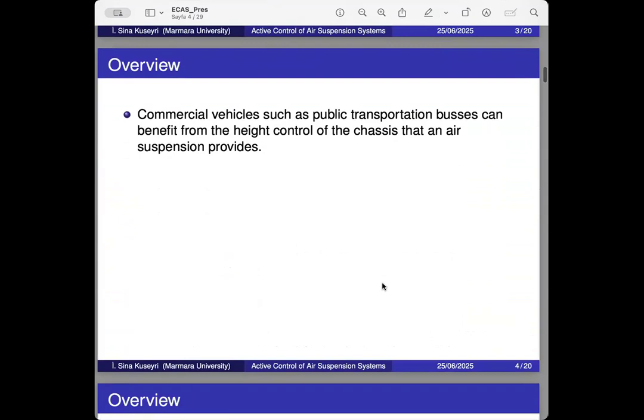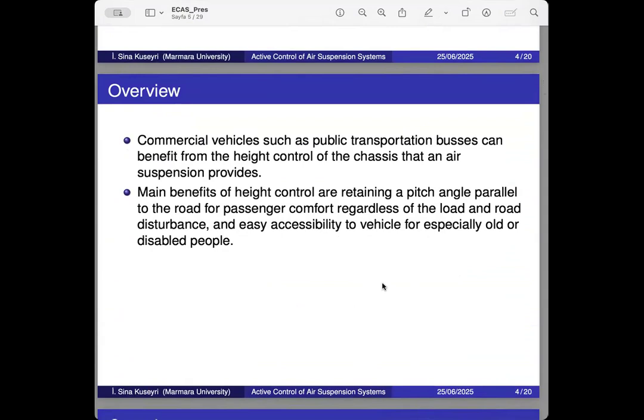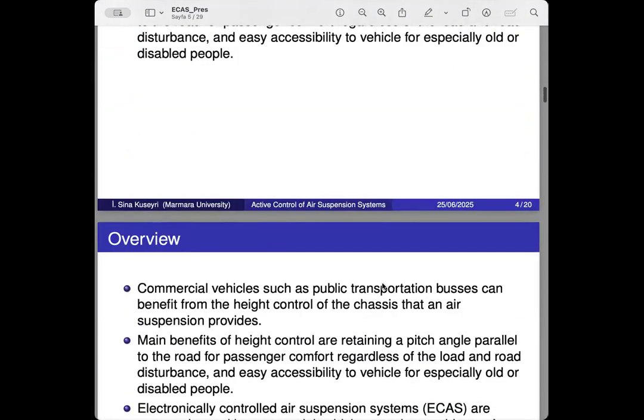Commercial vehicles such as public transportation buses can benefit from height control of the chassis that an air suspension provides. Main benefits of height control are retaining a pitch angle parallel to the road for passenger comfort, regardless of the load and road disturbance, and easy accessibility to the vehicle for especially old or disabled people.